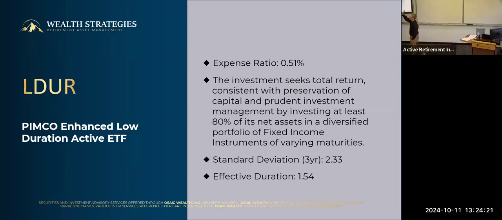You can tell from the name and the duration that it's a low duration fund. They're biasing towards short-term holdings so that our risk isn't too high. The standard deviation on a fund like this is only 2.33. That's a little bit higher than our other bond fund, but in the grand scheme of things, a 2.5% standard deviation is not that ridiculous. It doesn't put our assets at too much risk. And our effective duration is just over 1.5 years.